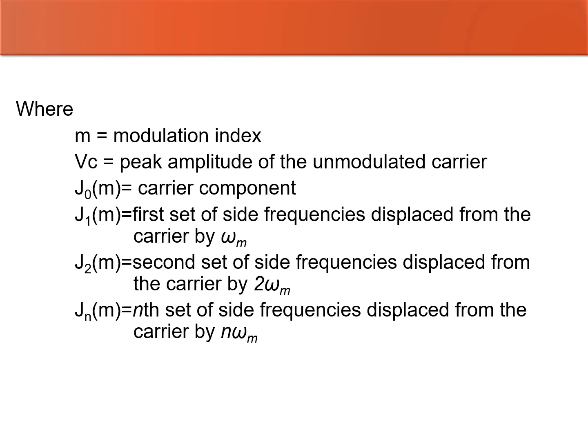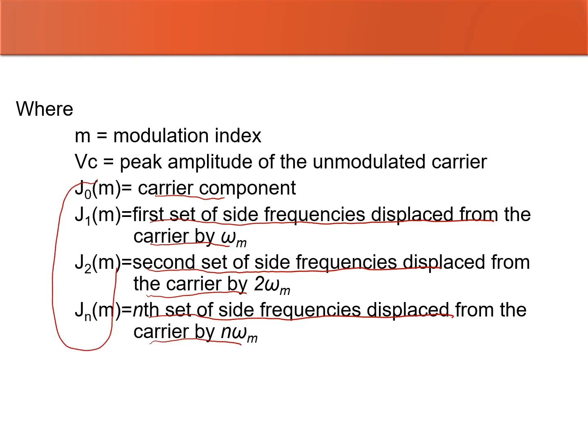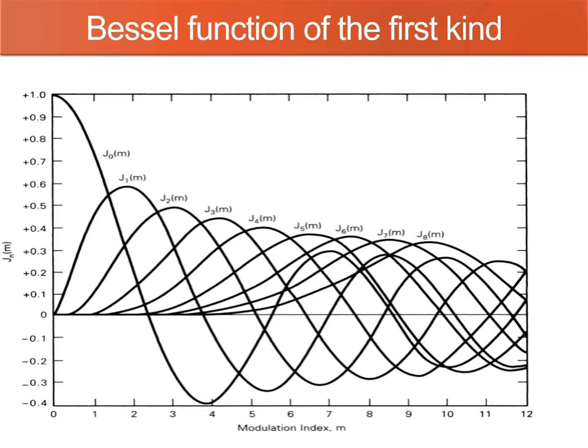So where m is the modulation index, Vc is the peak amplitude of the unmodulated carrier, together with the J0 with the carrier component, J1(m) with the first set of side frequency displaced from the carrier by omega m, J2(m) the second set of side frequency displaced from the carrier by 2 omega m, and Jn is the nth set of side frequency displaced from the carrier by n omega m. So here the number we will get from Bessel function of the first kind.